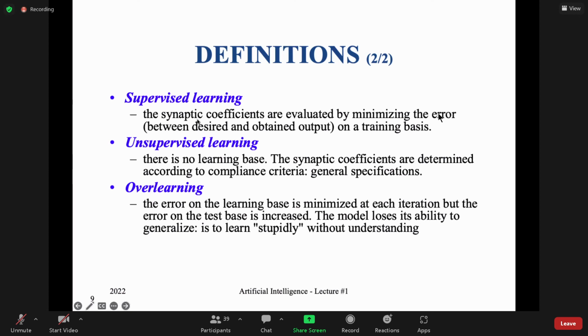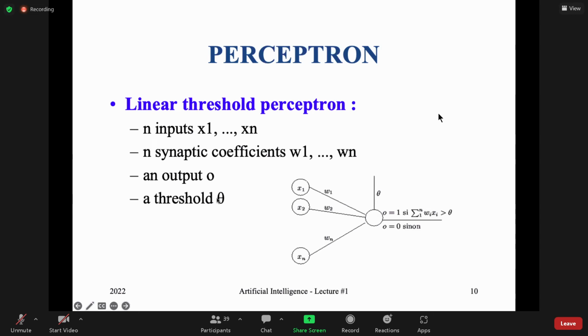So we stay now in supervised learning, and the objective is to avoid overlearning. Okay, so now we come back to the definition of the perceptron, and as I explained last time, the definition of the perceptron is as you can see here.